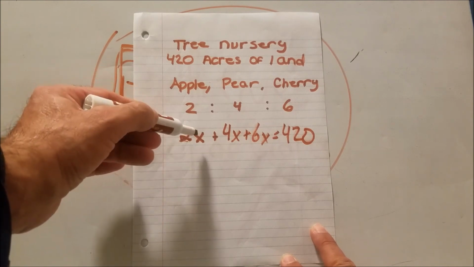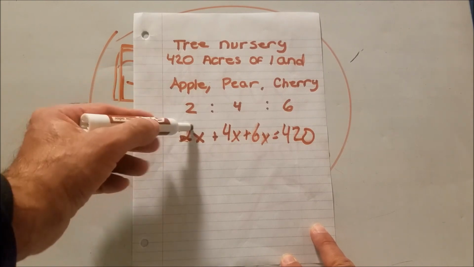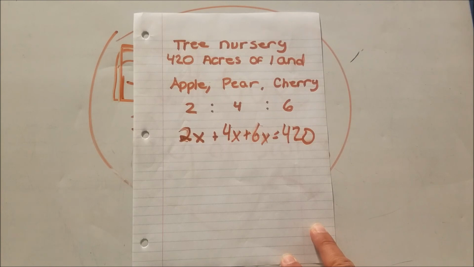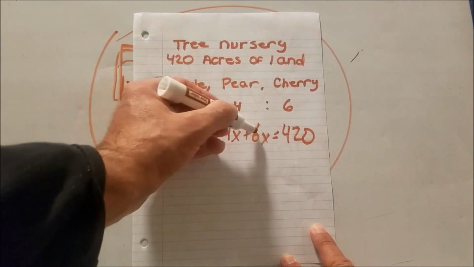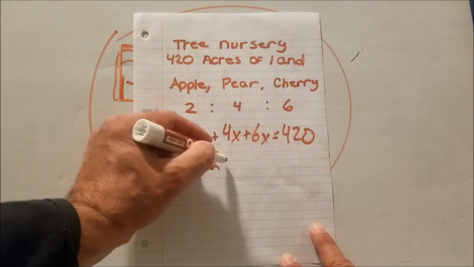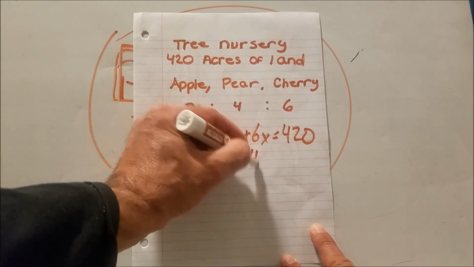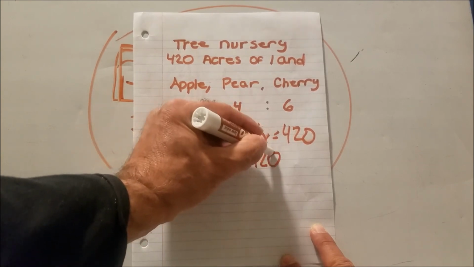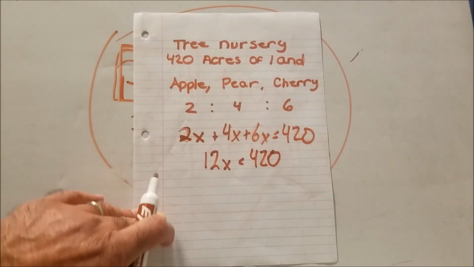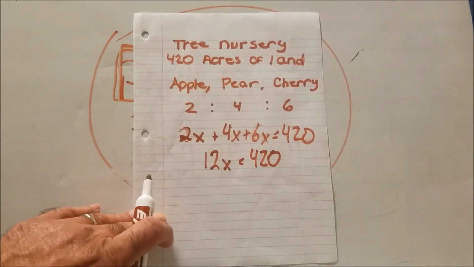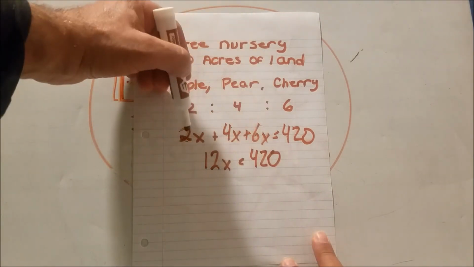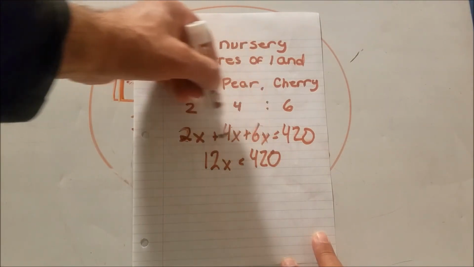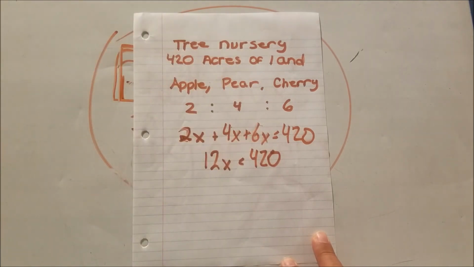Again, the x represents each acre. And if we add all these terms together, remember you can combine like terms. So we have 2, 4, and 6. So we have 12x equals 420. Now, if you're not familiar with combining like terms, you should look at the combining like terms video. But for your purposes today, if they have the same x here, all x's, you can combine the x's.